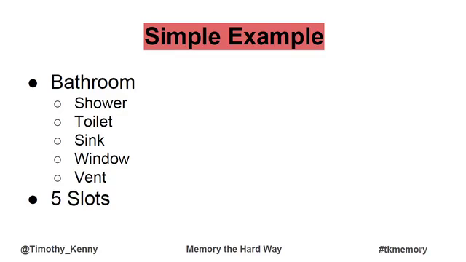So we're going to start out with our basic model, which is a bathroom, and it's got these 5 objects within it that are all part of the environment. So you've got a shower, you've got a toilet, you've got a sink, you've got a window, and then you've got a vent up in the ceiling that vents out the air.